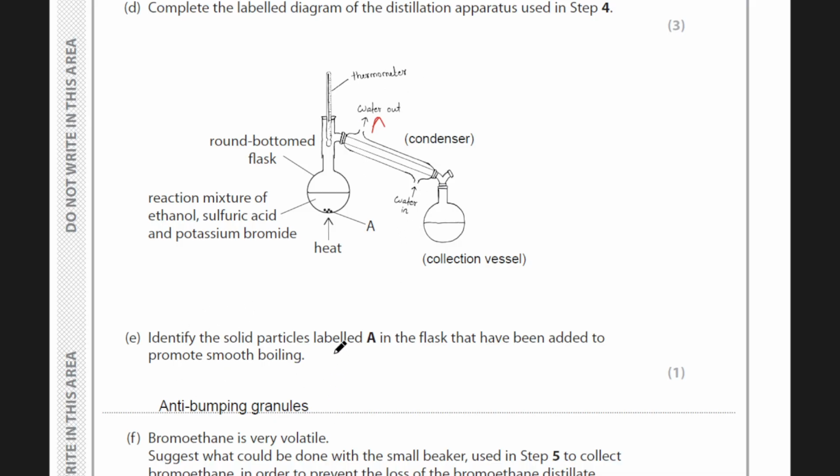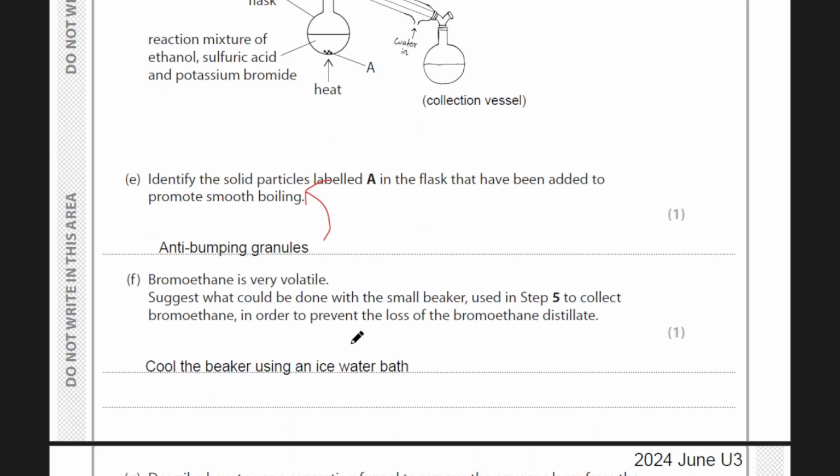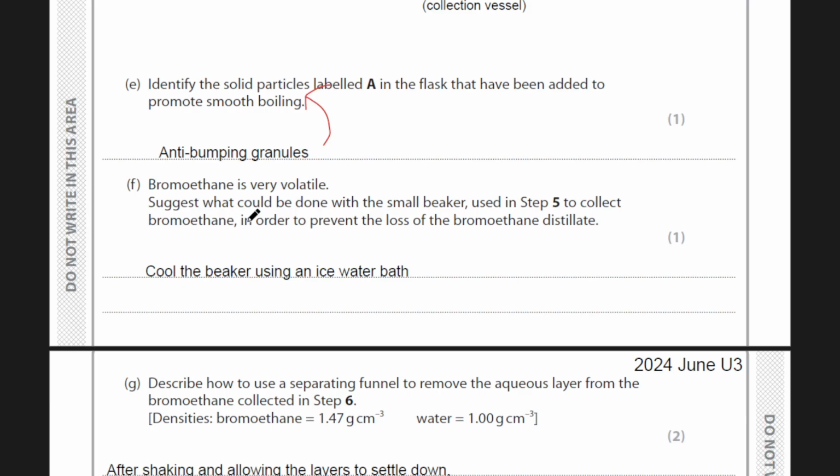Now, identify the solid particles labeled A in the flask that have been added to promote smooth boiling. These are known as anti-bumping granules. Anti-bumping granules basically increase the surface area, which tends to provide a smoother boiling. And bromoethane is very volatile. Suggest what could be done with the small beaker used in step 5 to collect bromoethane in order to prevent the loss of the bromoethane distillate.